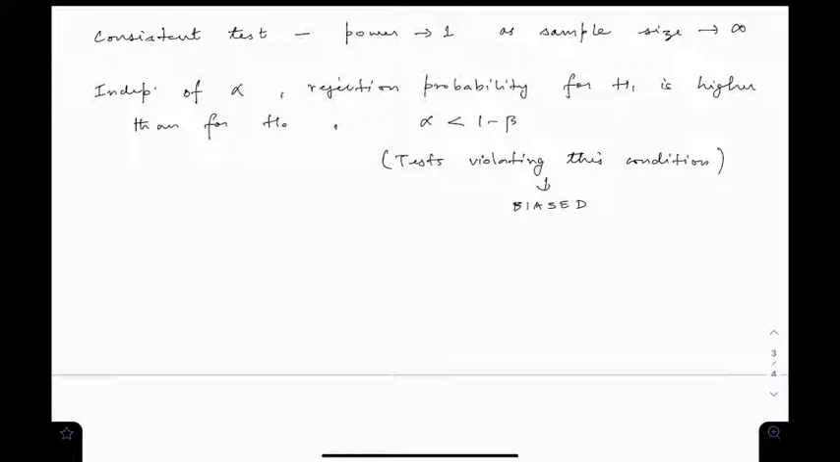Now, when H1 represents a family of distributions, consistency and non-biasedness are valid only if they apply to all members of the family. Just in case that the alternative is not specified, a test is biased if there is an arbitrary hypothesis different from H0 with rejection probability less than alpha, and it is inconsistent if we can find a hypothesis different from H0 which is not rejected with power unity in the large sample limit.